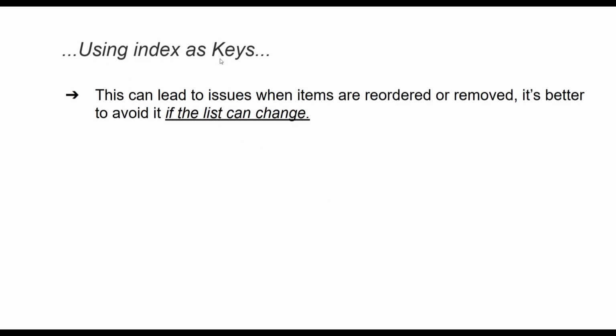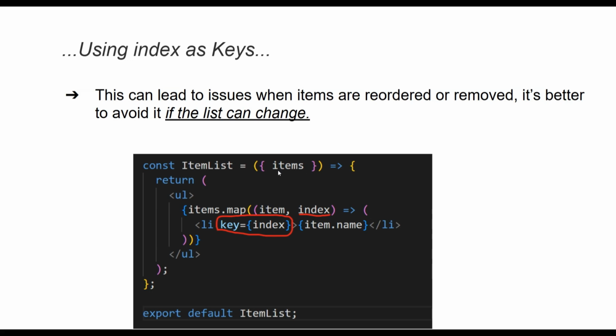So let's take a look at why we should try to avoid using array indices as keys. Using array indices can lead to issues when items are reordered or removed from the list. It is better to avoid it if the list can change dynamically, just like we've seen in one of our previous slides. So right here is an example of using the index of the array to display an item.